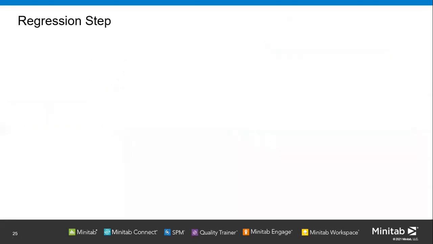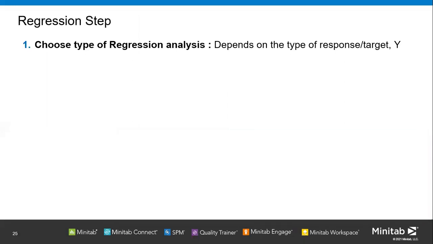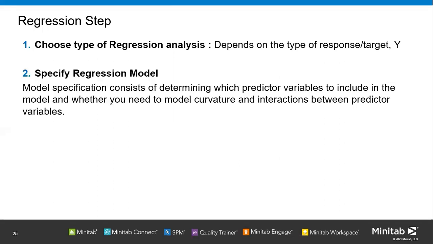Here are the simple steps to read the regression. The first step, you need to choose the type of regression analysis. This depends on the type of your response, your target, or your Y. Then you need to specify the regression model, which means you determine which predictor variables to include in the model, whether you need to model curvature, which is nonlinear, and interaction between the predictor variables.